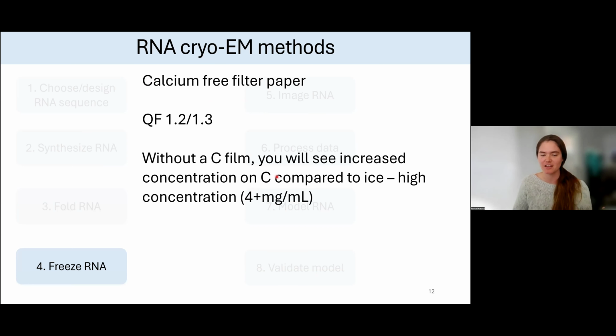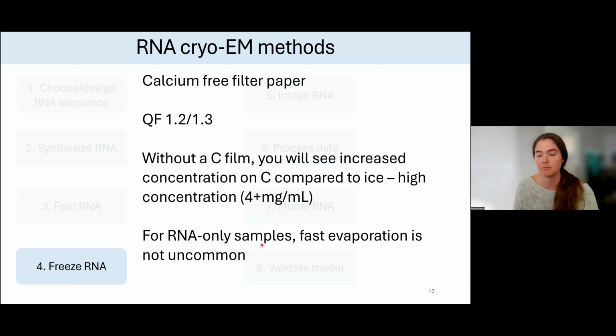One thing to note about grid conditions is if you don't have an additional carbon film on there, you will see your RNA likes carbon compared to ice. What you'll see in a lot of our papers is we just use very high concentrations of RNA, out to 4+ mg per mL, just so the ice is concentrated enough. But you can also imagine we can use films to also get the concentration in the ice.